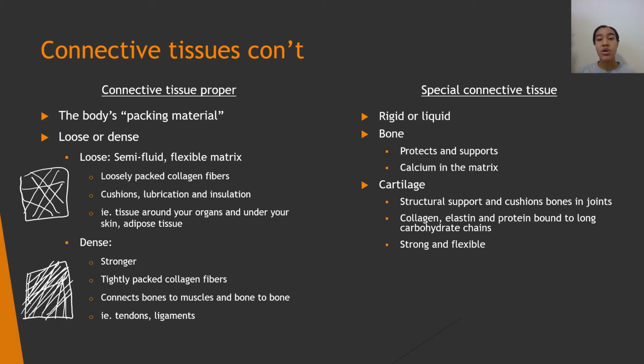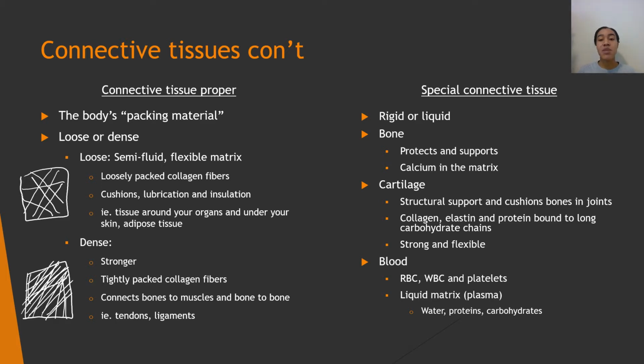And cartilage is composed of collagen, elastin, and protein, all bound to these long carbohydrate fibers. And so that's how you get that strong structure and support, because we have the collagen, elastin, and proteins like we see in regular connective tissue, but they're also bound to these tightly bound carbohydrate chains to provide even more structure. And then finally, we have our blood.